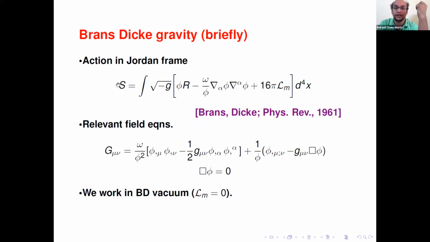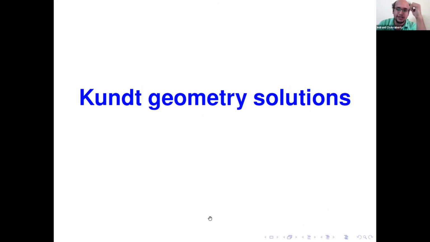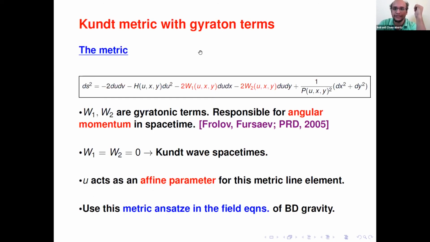Okay, so let me briefly go through the action which we work with, and this is in the Jordan frame, and the relevant field equations are these, and we work in Brans-Dicke vacuum. Okay, so now the solutions. The metric line element including the gyraton terms looks like this, where W1 and W2 marked in red are the gyratonic terms, and they are responsible for angular momentum, as was shown by Fuzfa and Fursaev in their PRD paper. If you set W1 and W2 to zero, you get back the Kundt wave metric, as you can see. Here u is also an affine parameter. What we'll do is substitute this metric ansatz in the field equations of Brans-Dicke gravity.